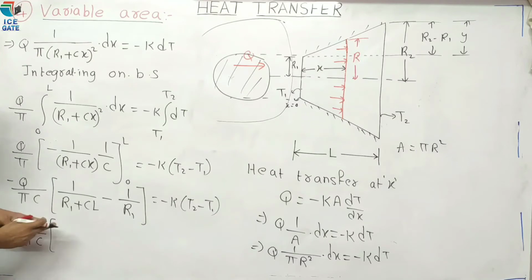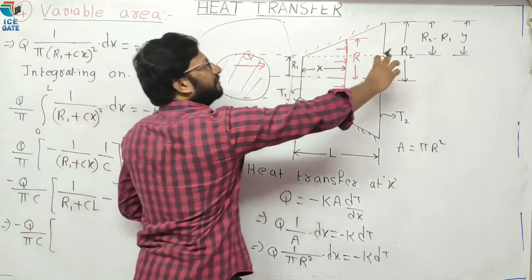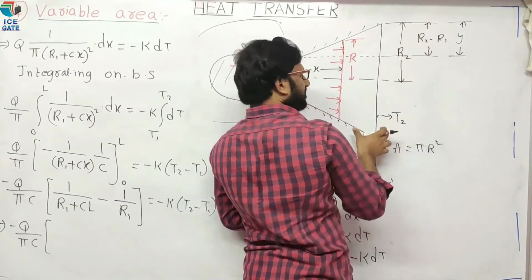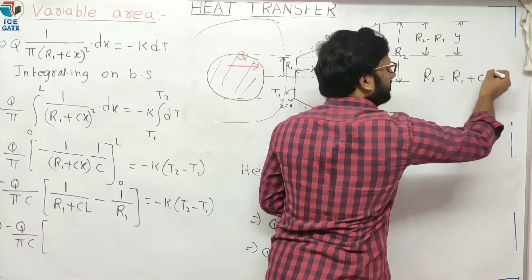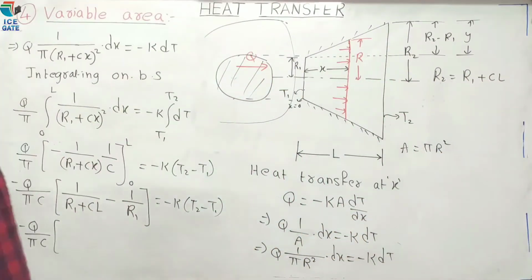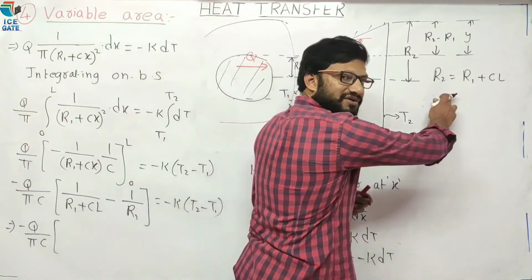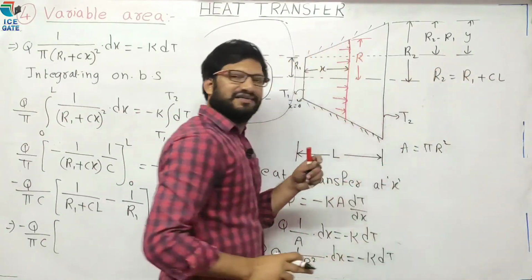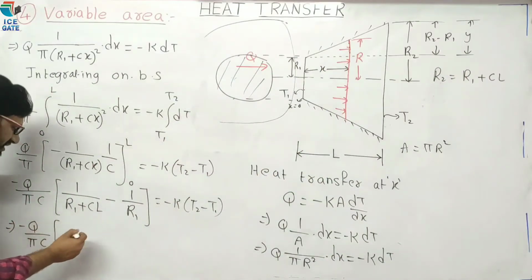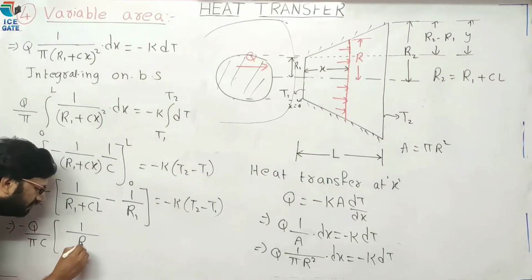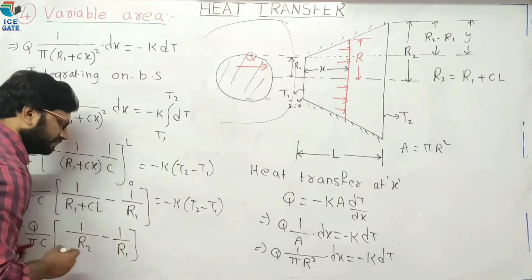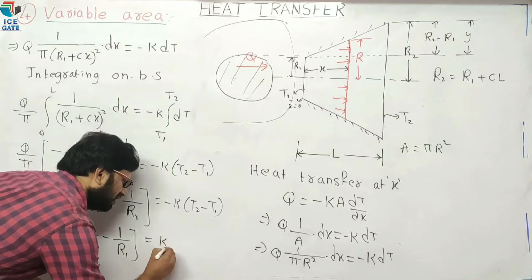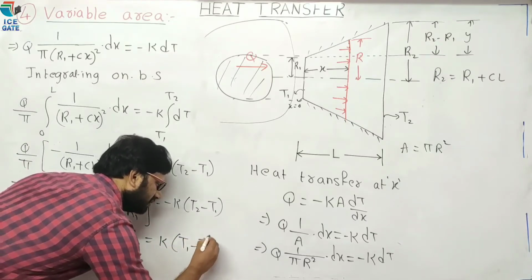Now see here. Now what is R2? R2 is equal to R1 plus this distance, that is C into L. R2 is equal to R1 plus C into L. Now in place of R1 plus CL, write down R2 minus R1 is equal to K into T1 minus T2.